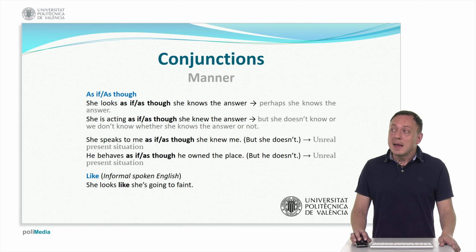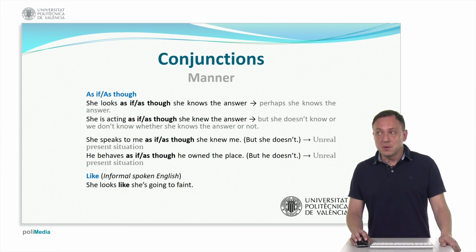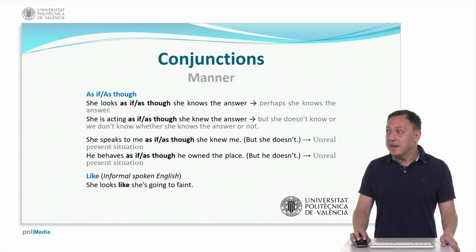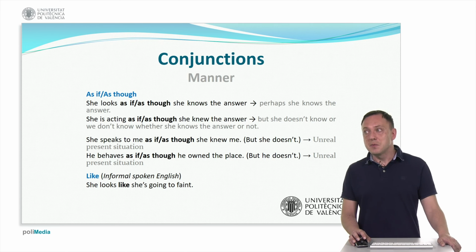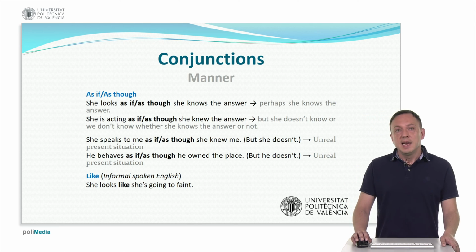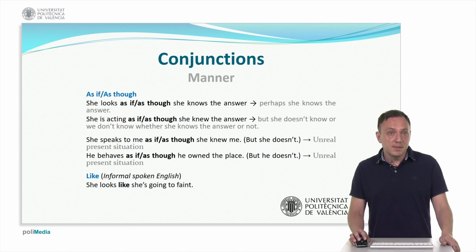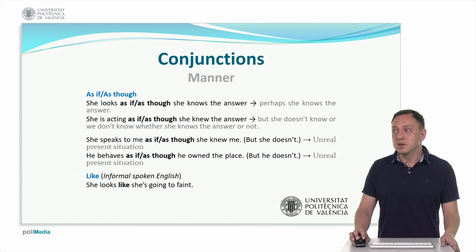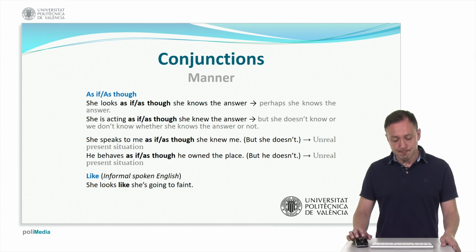More examples here. She speaks to me as if or as though she knew me, but she doesn't. So we're talking about a real present situation. Or he behaves as if or as though he owned the place, but he doesn't own the place. So once again, a real present situation. And you also have like, which is a bit more informal and more common in spoken English. For example, she looks like she is going to faint.